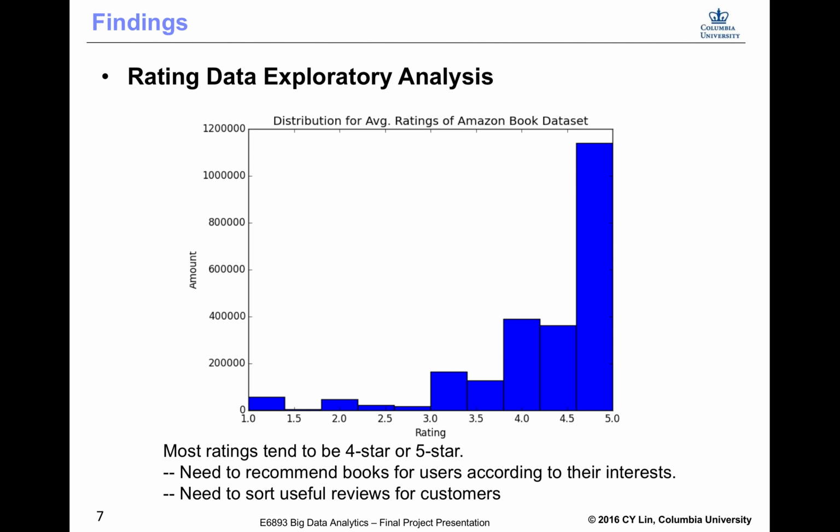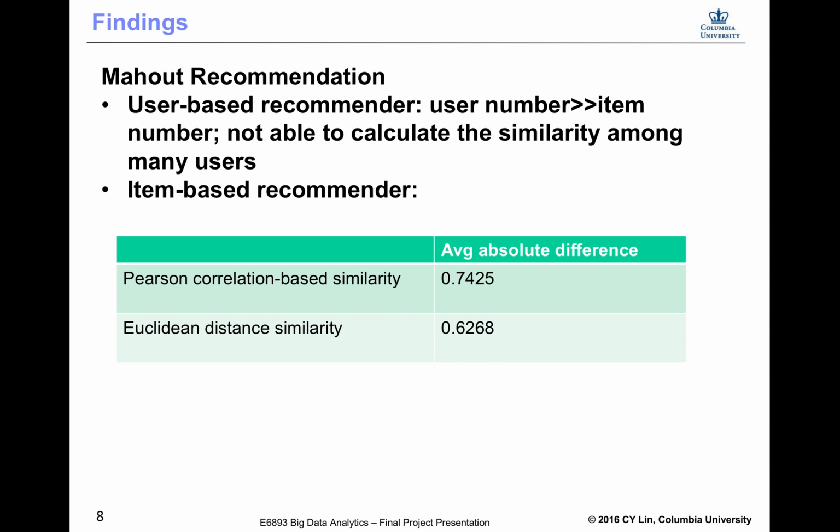So that's why we come to Mahout Recommender. We tried user-based recommender and item-based recommender. For this dataset, user-based recommender does not work as well as item-based recommender because the number of customers is far larger than the number of books. Also, some customers have little preference and it's hard to find a user neighborhood for them.